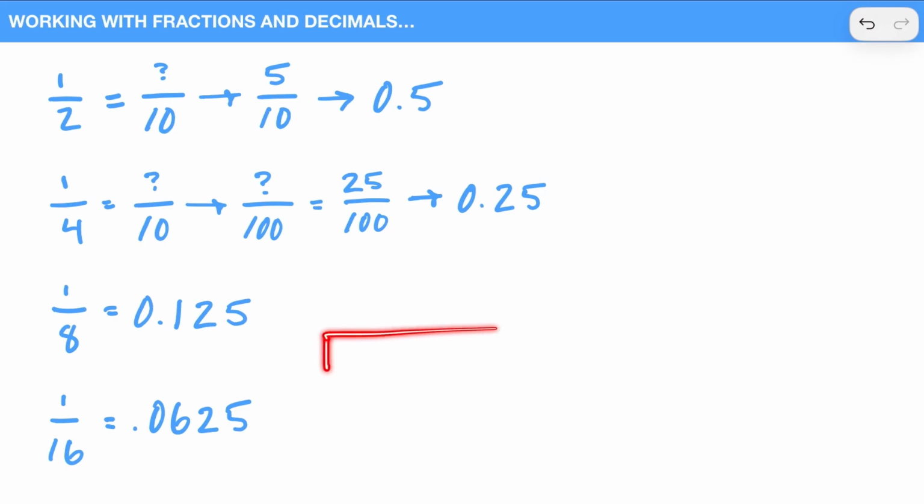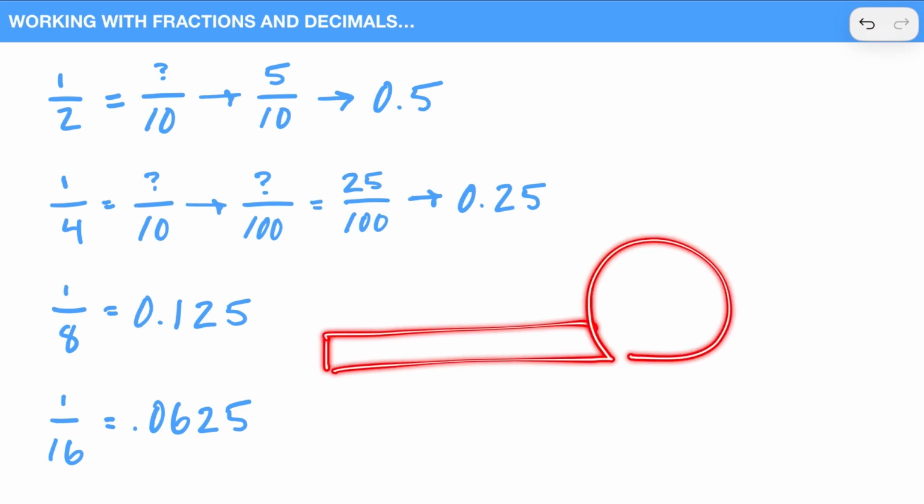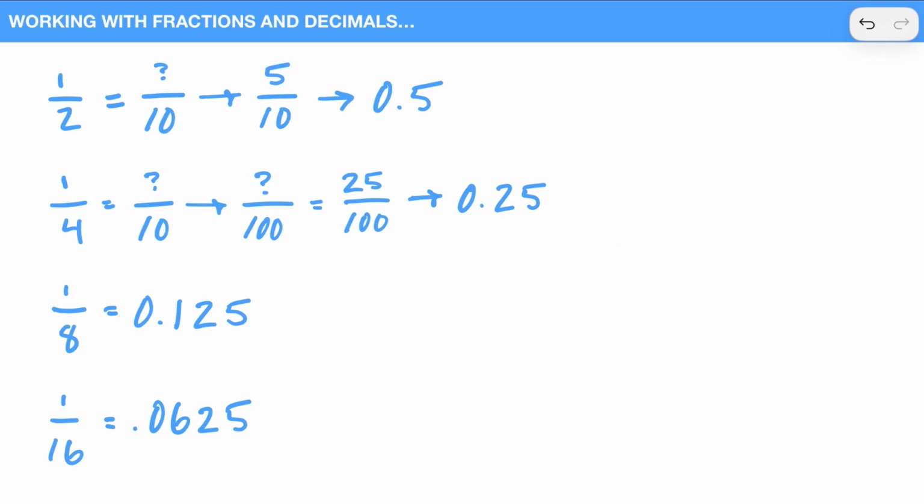Now, these decimals right here are really common in the realm of building things. If you've ever looked at a tape measure, you might have noticed those big and little lines on the tape measure. Those big and little lines generally represent 1/2, 1/4, 1/8, 1/16, or the full 1 inch.